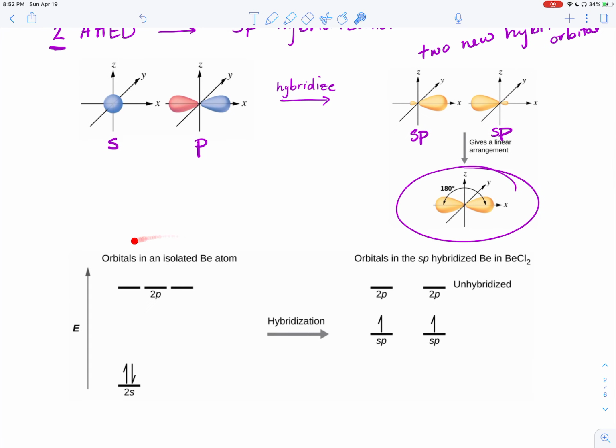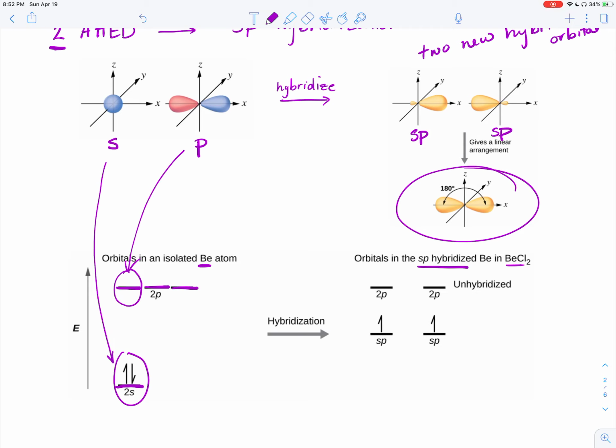If we look at this graph down here, you can see that if you have, say, the orbitals in the beryllium atom, and it has 2 electrons in the 2s orbital and none in the 2p, you're going to want to hybridize 2 orbitals, an s and a p, in order to create the molecule BeCl2. That's how many areas of high electron density would be on the beryllium atom. And so what will happen is we'll use one of the p orbitals and the s orbital.